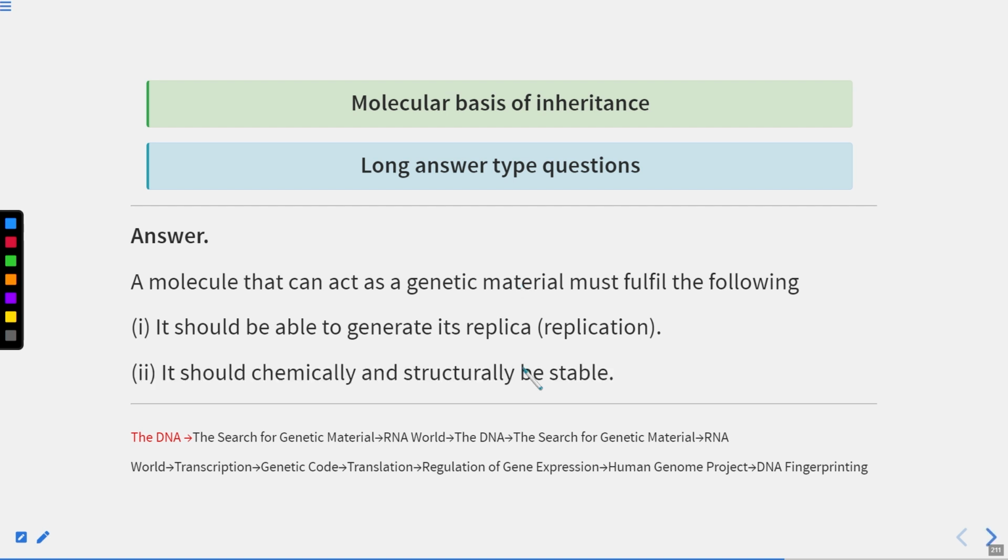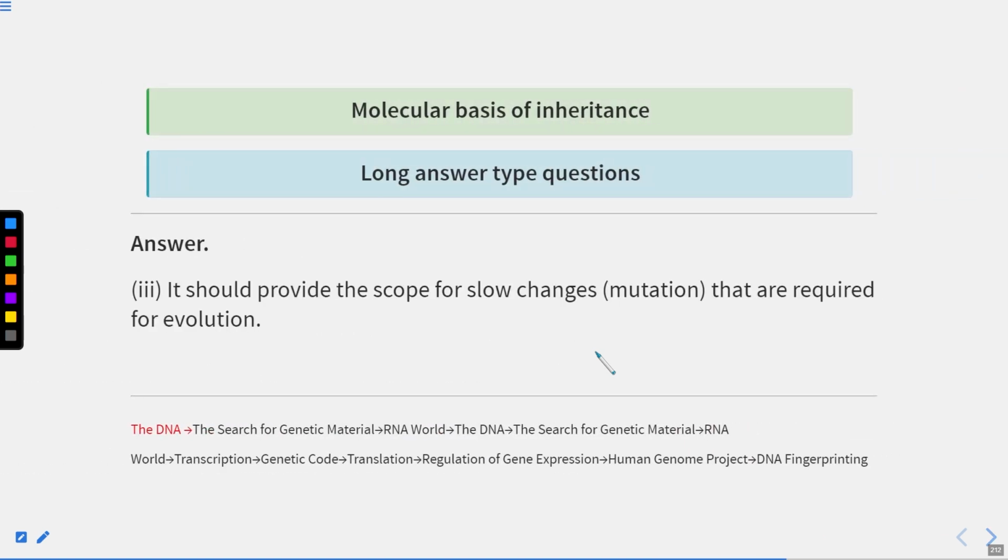Second criteria, it should be chemically and structurally stable. So RNA was unstable. That's why slowly DNA became the genetic material, because DNA is quite stable. DNA is chemically and structurally both stable. And RNA, I've already told you, acts as a catalyst. It has enzymatic activity, and that's the reason it is chemically unstable.